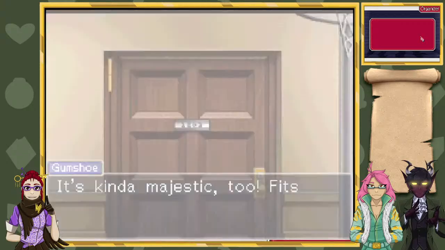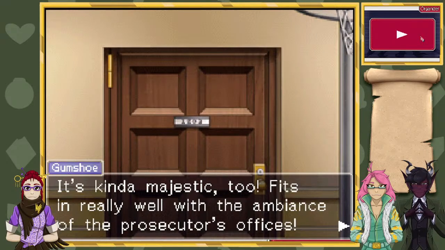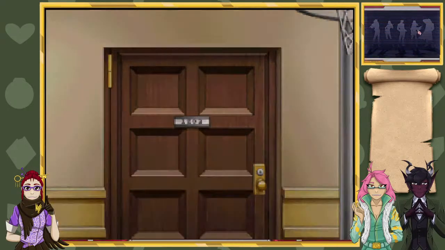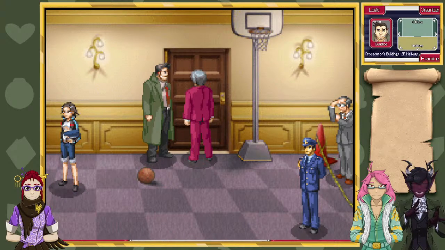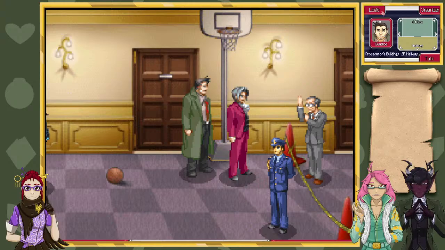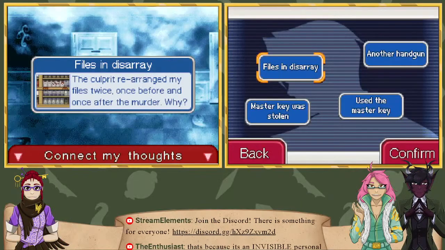Damn. I'm sorry, did Payne get demoted and we just didn't know? No, look, Edgeworth doesn't know who he is. It's really kind of majestic, too. Fits in really well with the ambiance in the prosecutor's offices. I heard the stepping, but I wasn't sure. There she goes. Is Mr. Payne trying to feel where his head dick was, but it's gone? Yeah, he's imagining where it was. He's trying to bedoing it. There's nothing left to bedoing. It's not bedoingable.